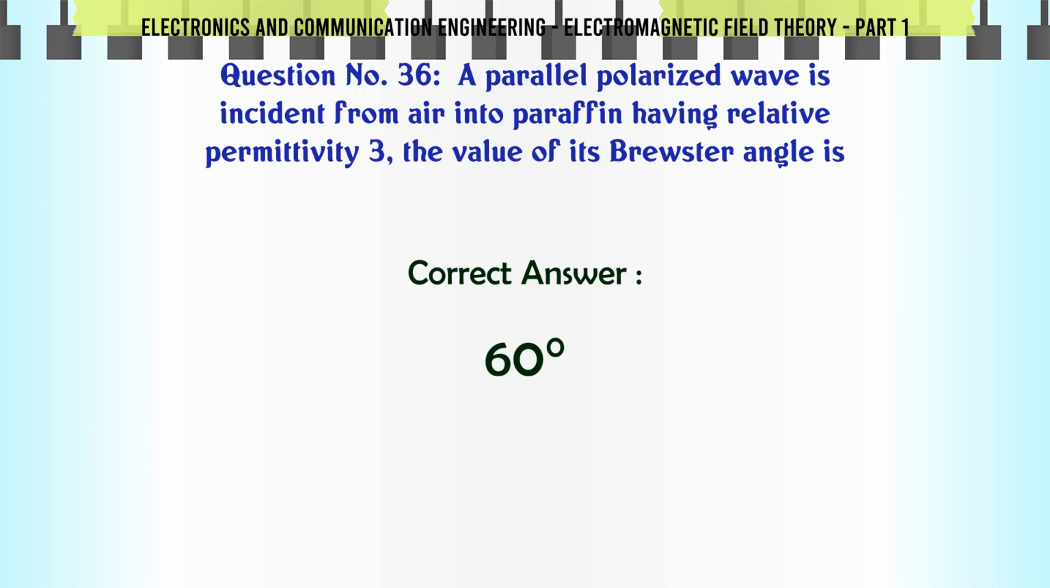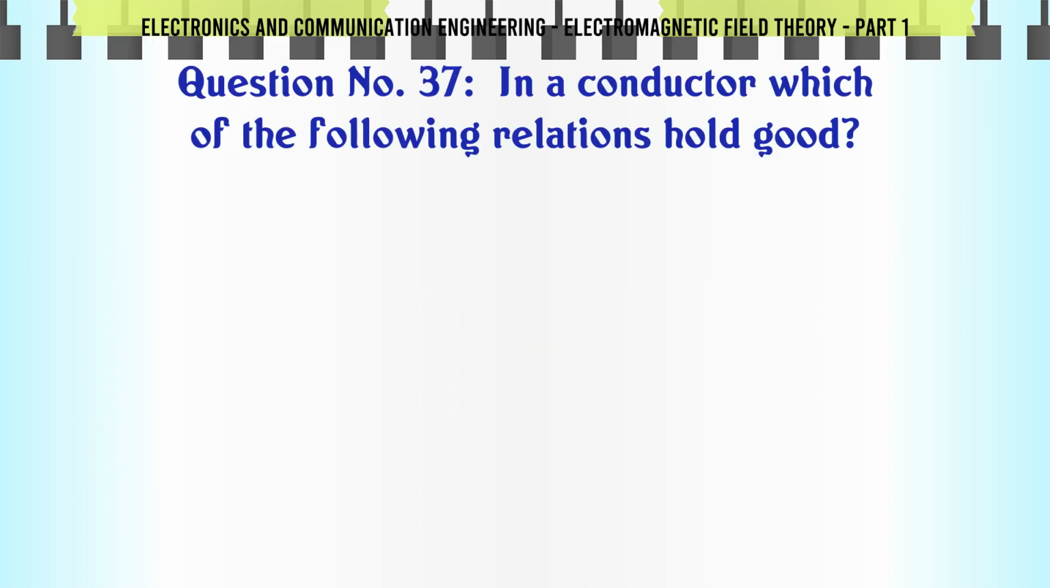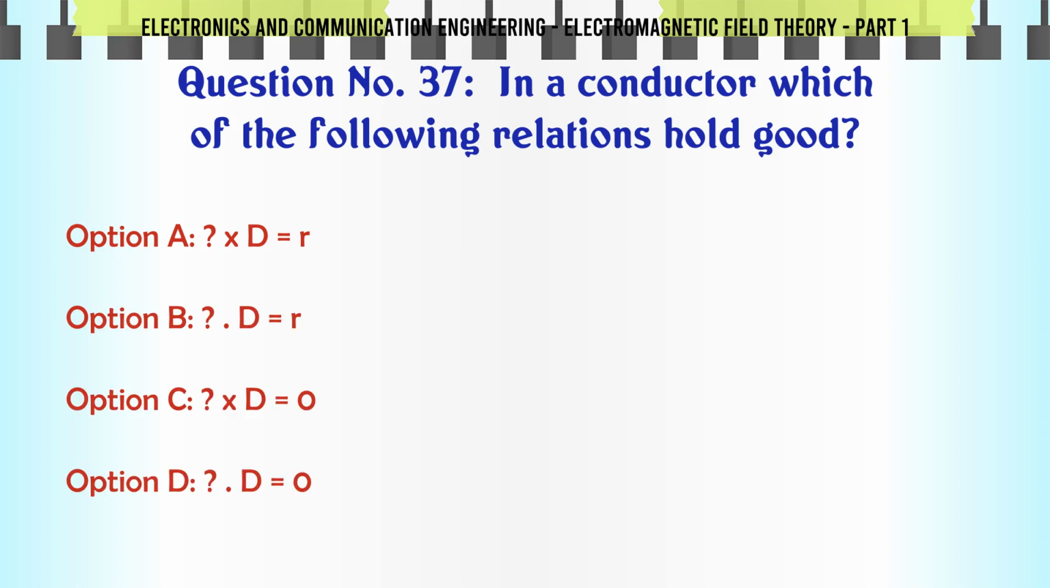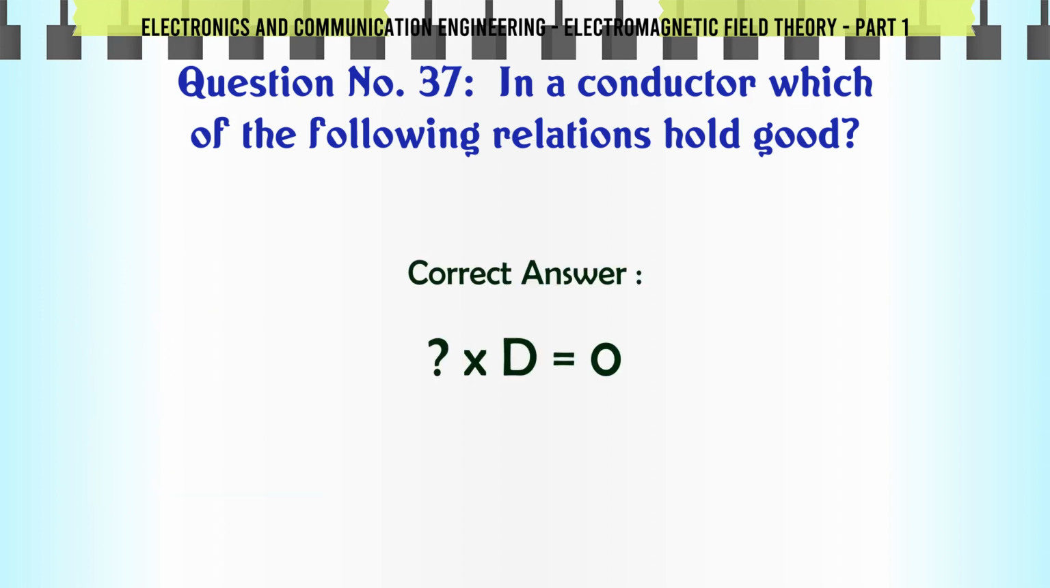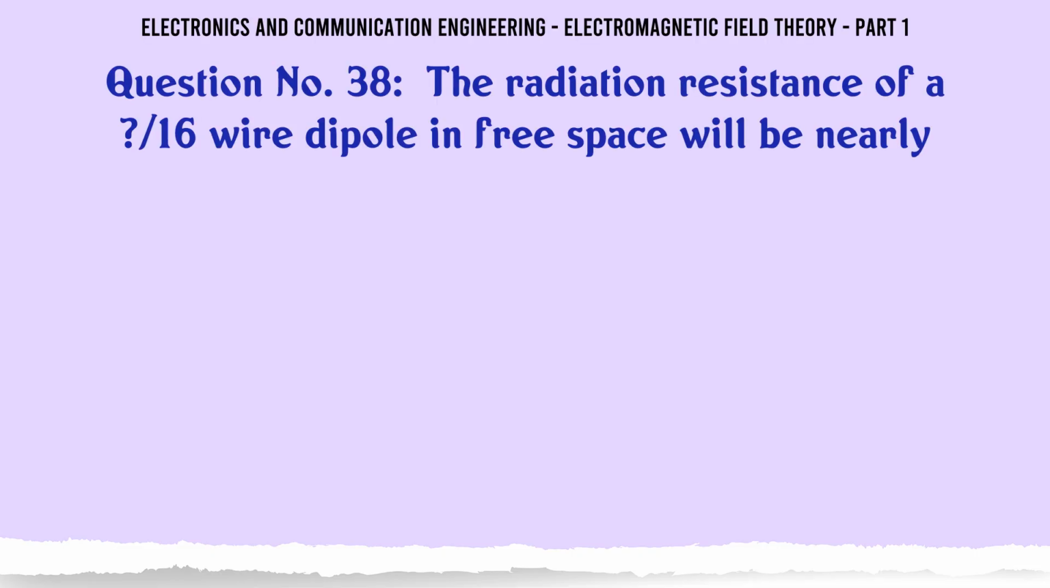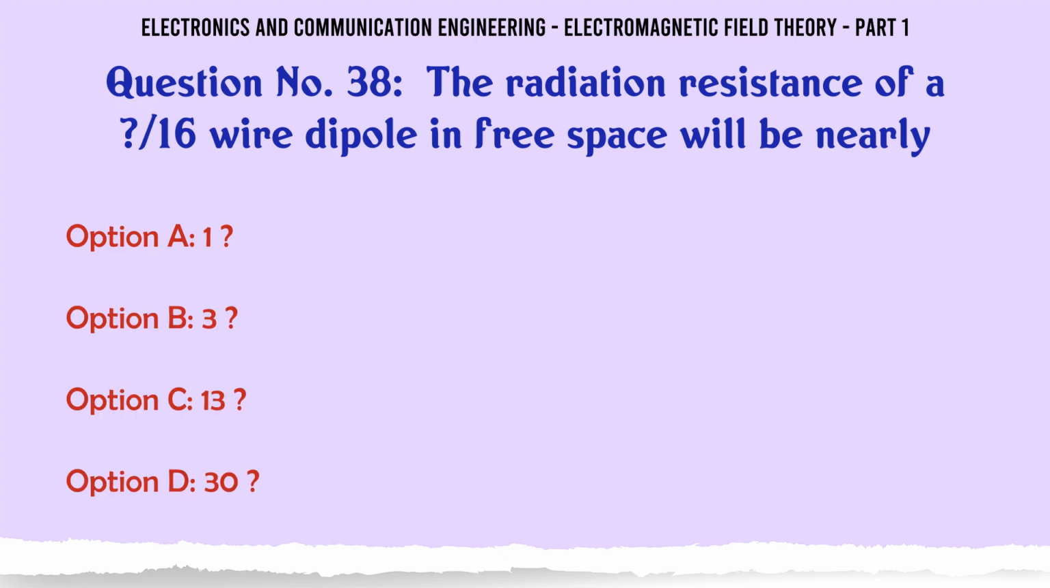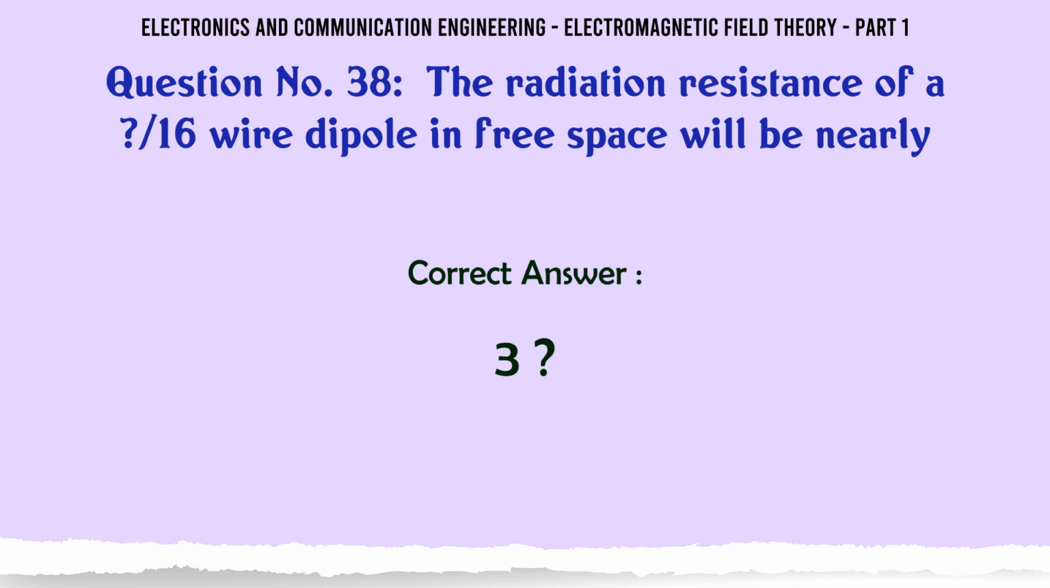60. In a conductor, which of the following relations hold good? The correct answer is the second option. The radiation resistance of a 1/6 wavelength dipole in free space will be nearly: A, 1; B, 3; C, 13; D, 30. The correct answer is 3.